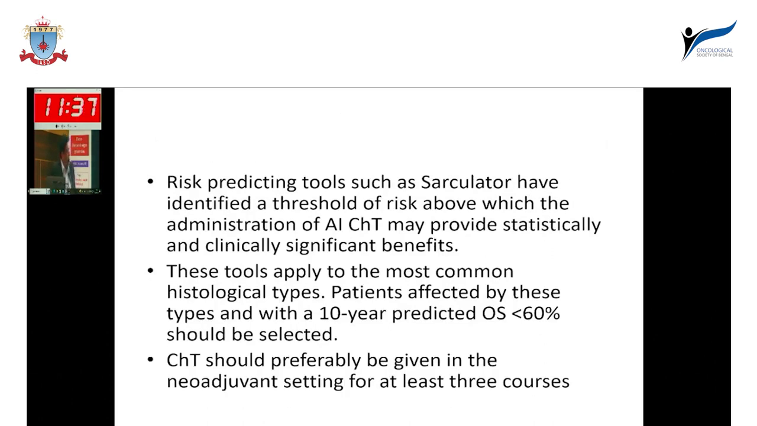And what's the consensus in using these various nomograms and prediction tools? There's obviously a lot of them. There's something called Sarculator, which I just came across. And these mainly apply to the most common histologic types. And people for chemotherapy would be probably those with a 10-year predicted overall survival of less than 60%.